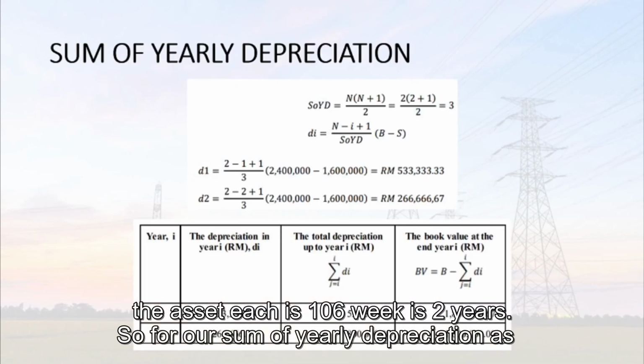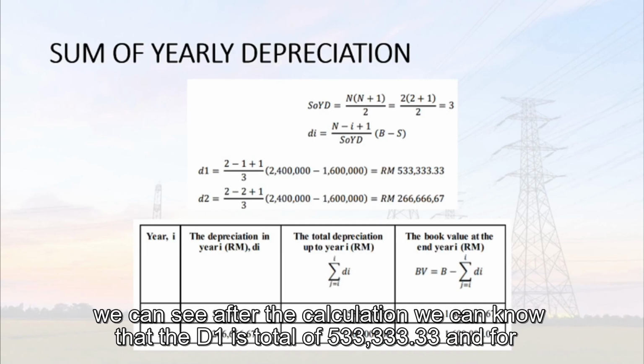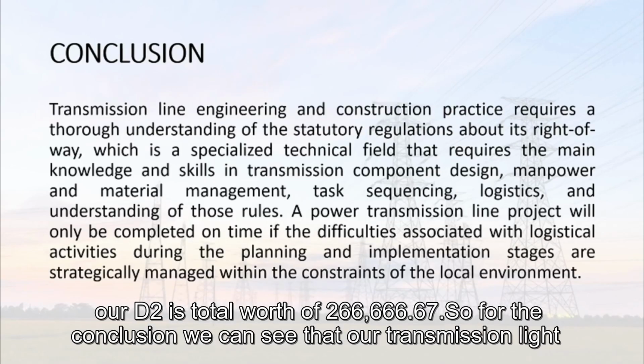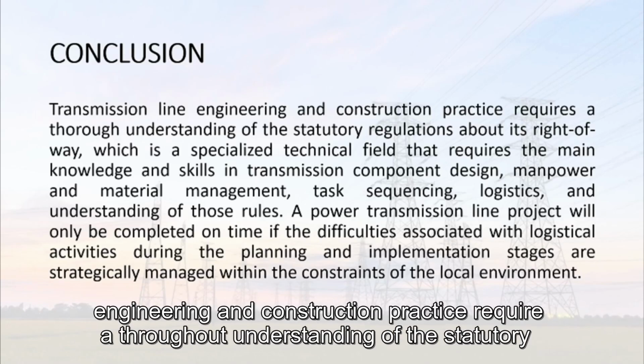For our sum of yearly depreciation, as we can see after the calculation, D1 is 533,333.33 and D2 is 266,666.67.